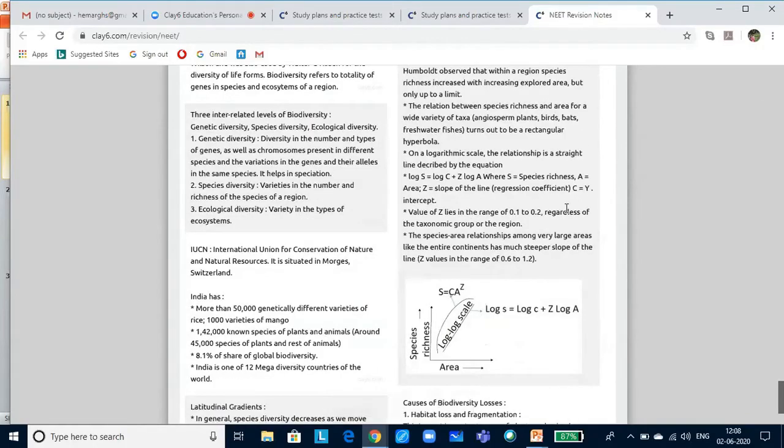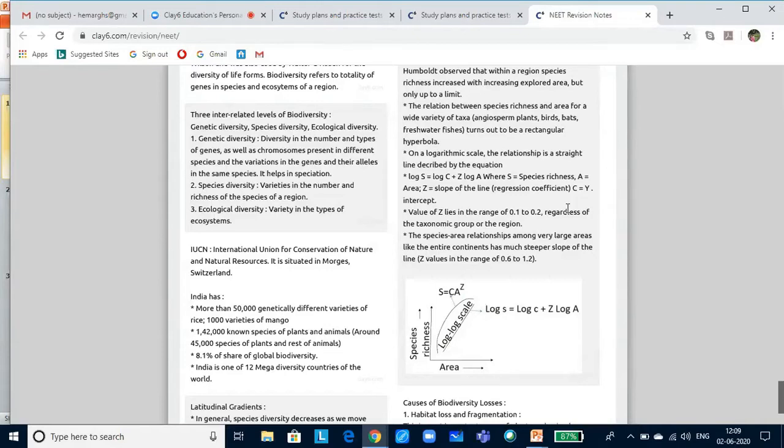On a logarithmic scale, the relationship is a straight line described by the equation log S = log C + Z log A, where S stands for species richness, A stands for the area, Z stands for the slope of the line, and C is the Y-intercept.